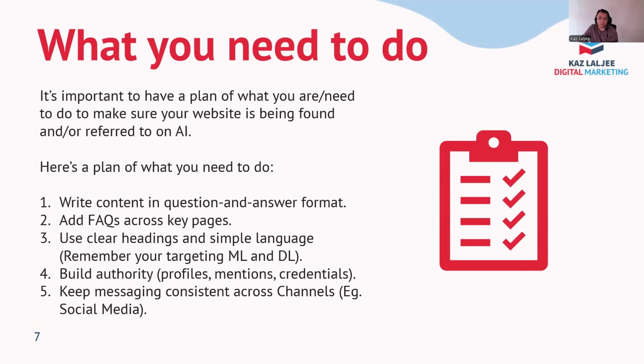And as we've done previously with SEO, use clear headings and simple language. Remember, you're targeting ML and DL, that's machine learning and deep learning. Machine learning is what the AI does; it learns itself. But deep learning is when it's learning to think like a human. God, I say that and I'm quite worried, but this is what we're talking about. So, what do clear headings and simple language look like?